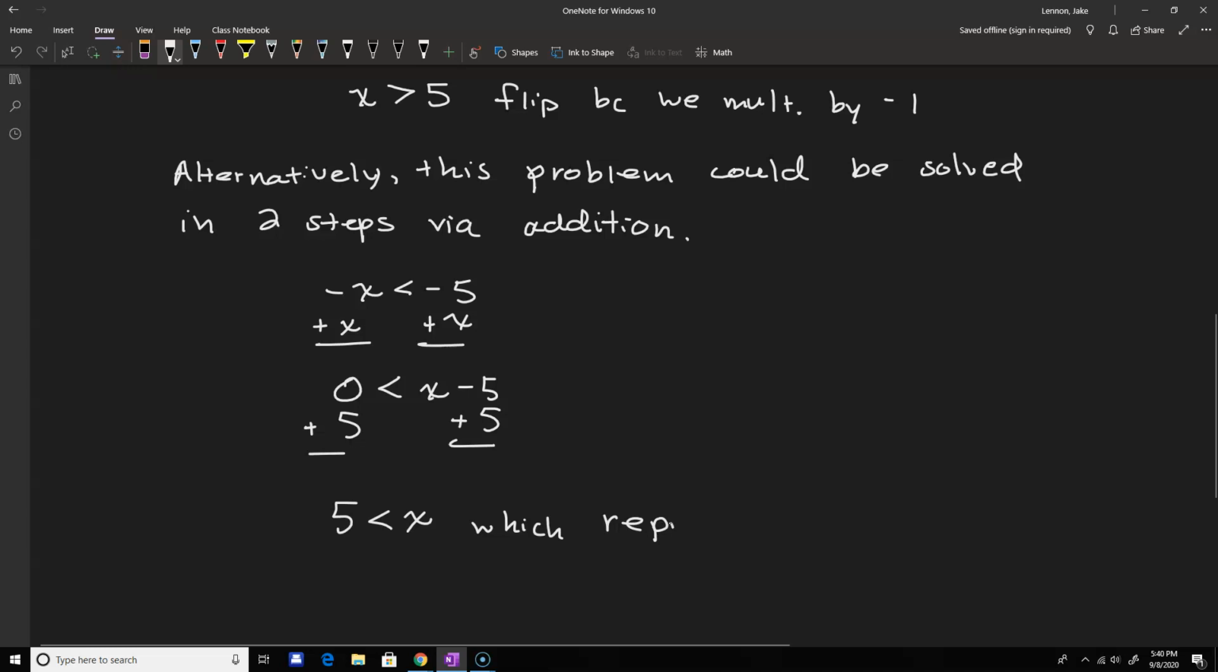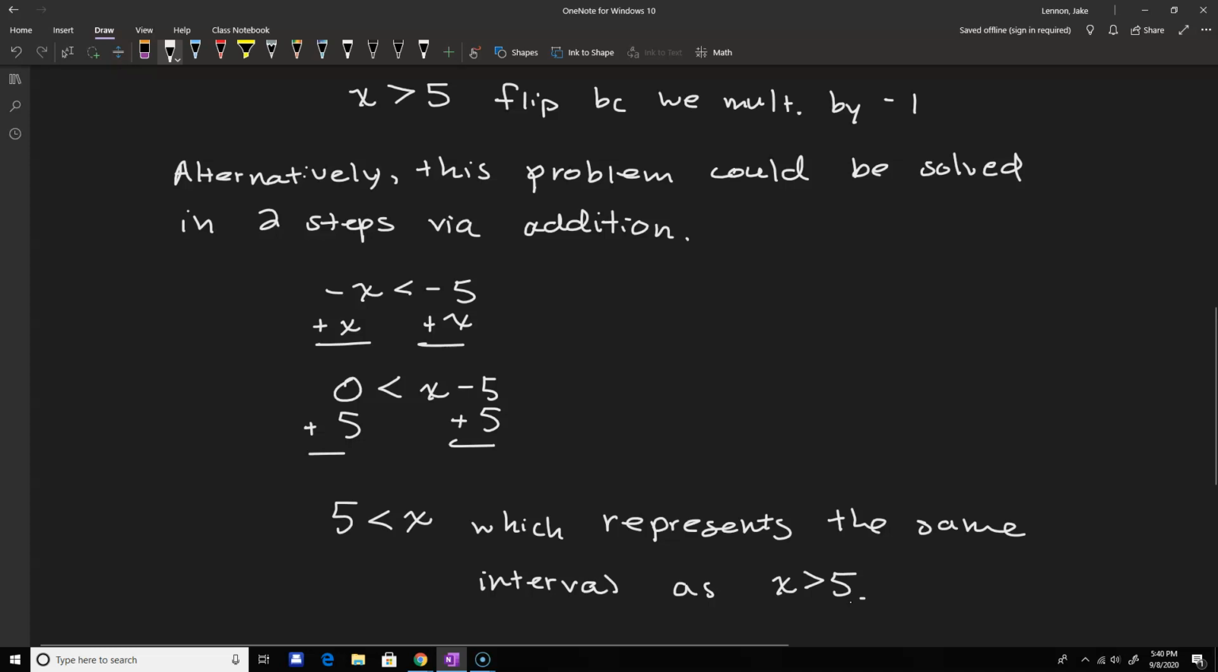Which represents the same interval as x greater than 5. So even though it looks a bit different, the inequality symbols are not reflexive, as is the case for the equations that we've seen so far. Okay, that's pretty much it.